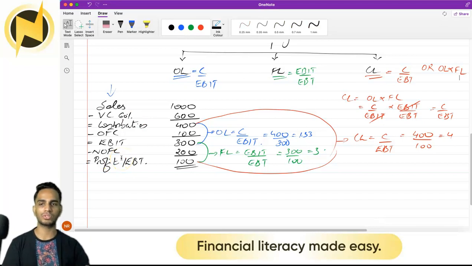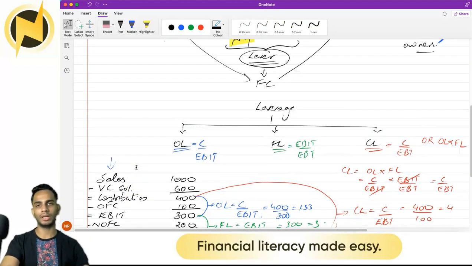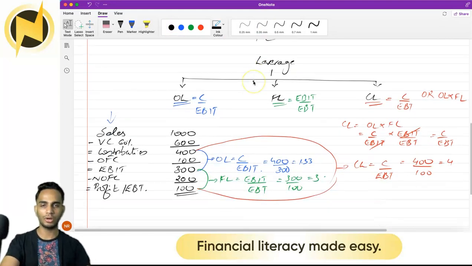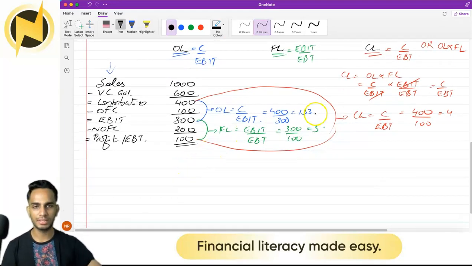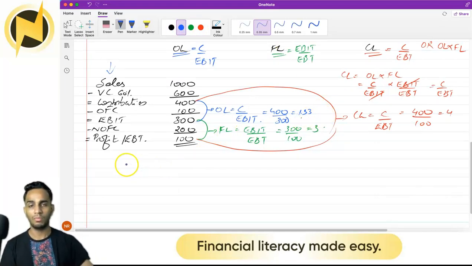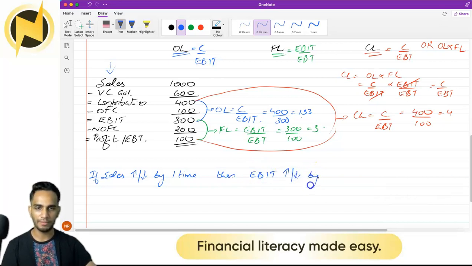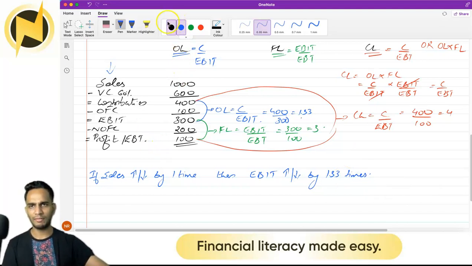Now I'll tell you what's the relevance of this item called leverage. I told you how using debt, using an outside third party, will affect our objective and how we can increase the return to our owners. So I'll show you how. Say operating leverage is 1.33. I'll write in blue. What does operating leverage communicate? It communicates that if sales move up or down by one time, then your EBIT will move up or down by 1.33 times.